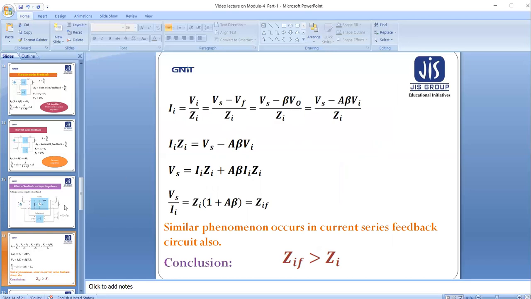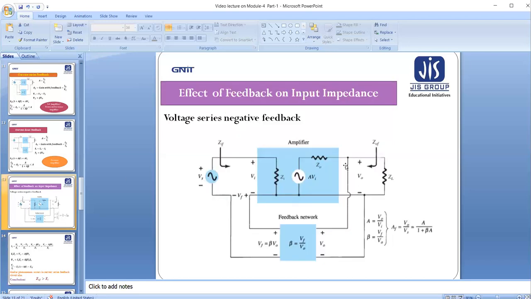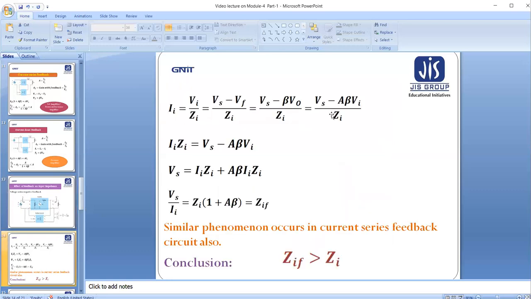Now what is V naught? It is the output signal. V naught is represented as A Vi. Why? Because the output impedance Z naught is taken to be very few ohms for an ideal voltage amplifier. So V naught can be written as A Vi. That's why it becomes A beta Vi. So II into Zi equals Vs minus A beta Vi.